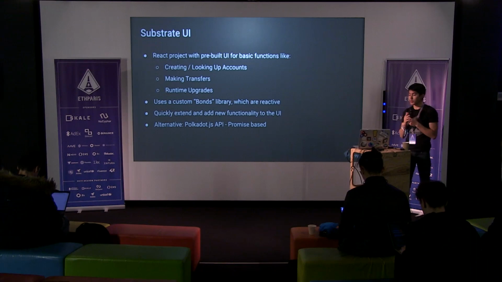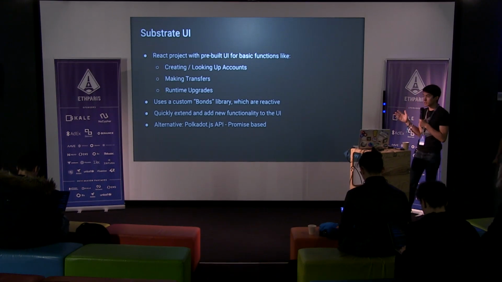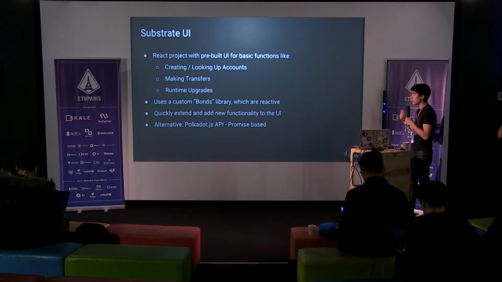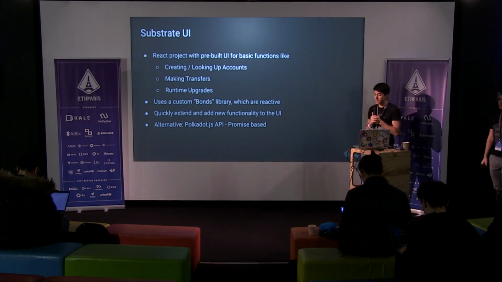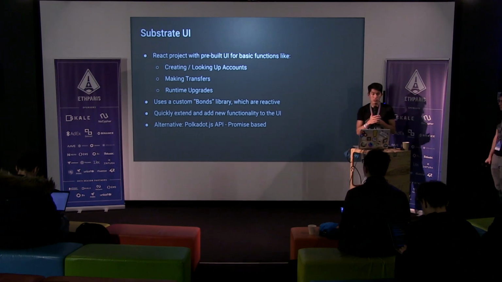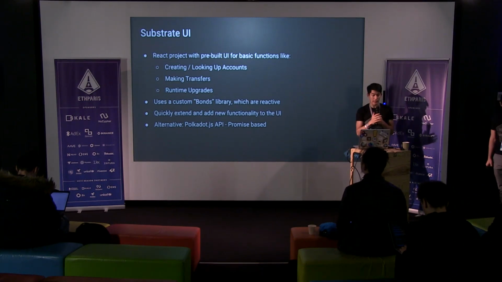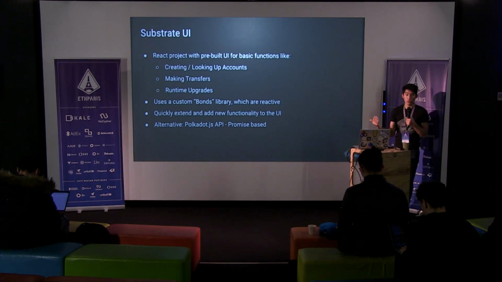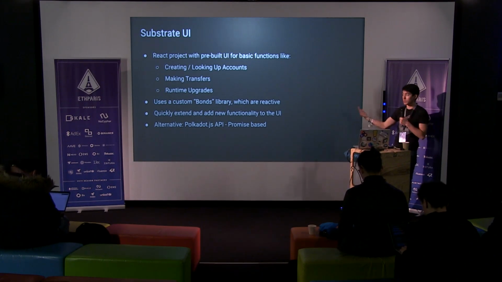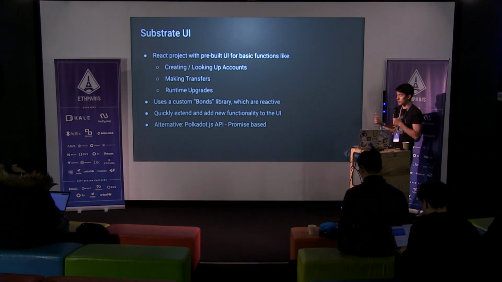We also provide in the Substrate package a Substrate UI, which is basically a React project with pre-built UI elements for some of the basic functionalities you might want to do to interact with your blockchain. Things like creating and looking up accounts, making transfers, doing runtime upgrades. It uses a custom bonds library, which is built to work well with React and is a very reactive library. Using this Substrate UI, you can really quickly extend and add new functionality to your own UI, which may interact with the functions that you introduce to your runtime, the new modules.